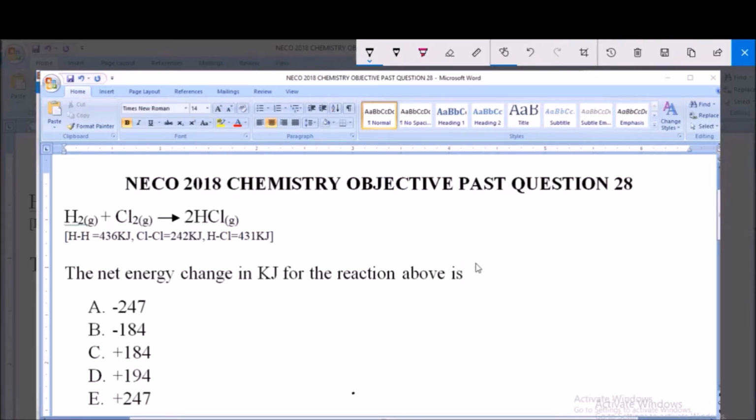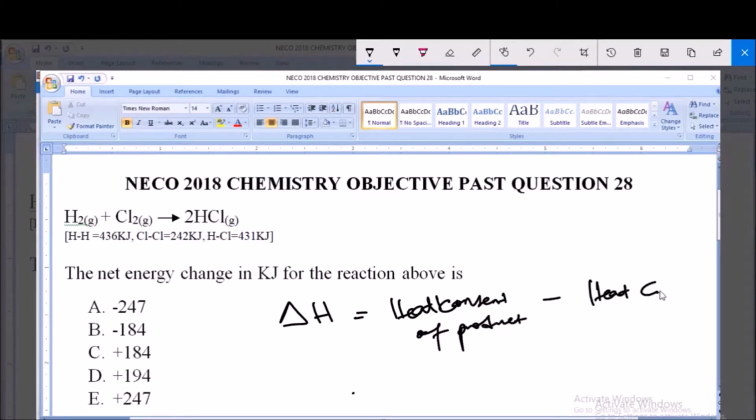Now this is the net energy change of a reaction, given as delta H is equal to the heat content of products minus the heat content of reactants.